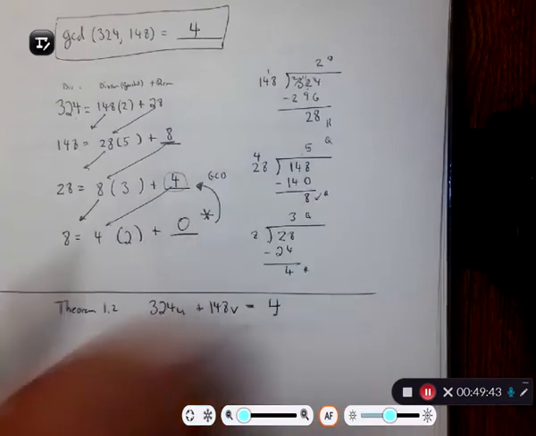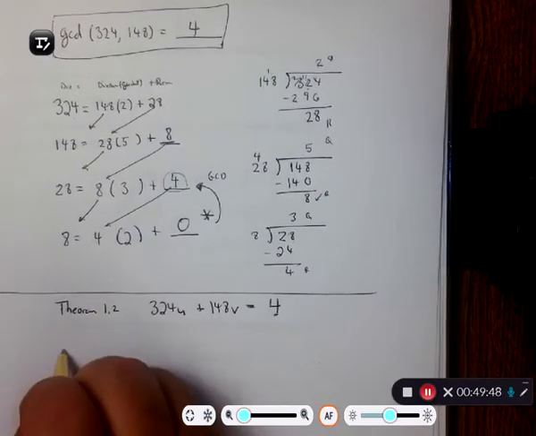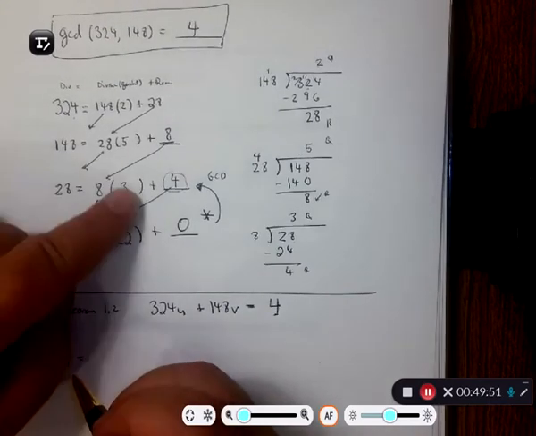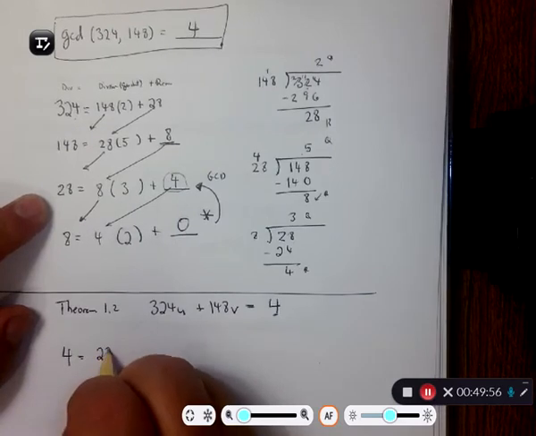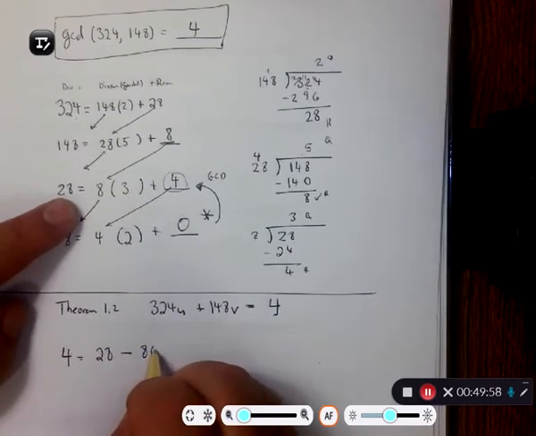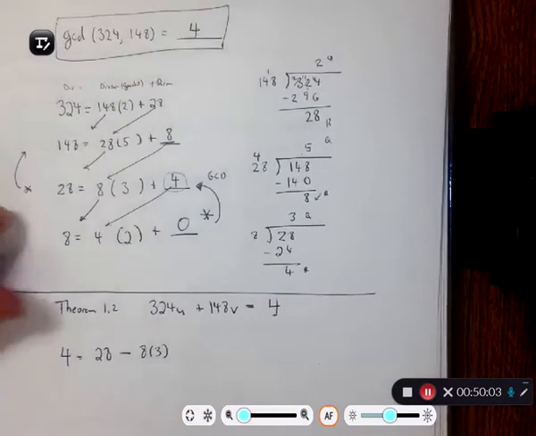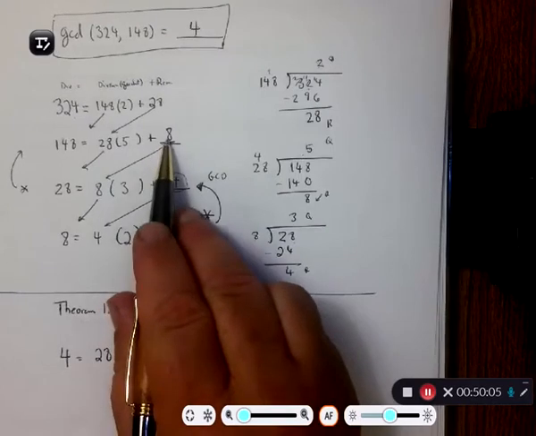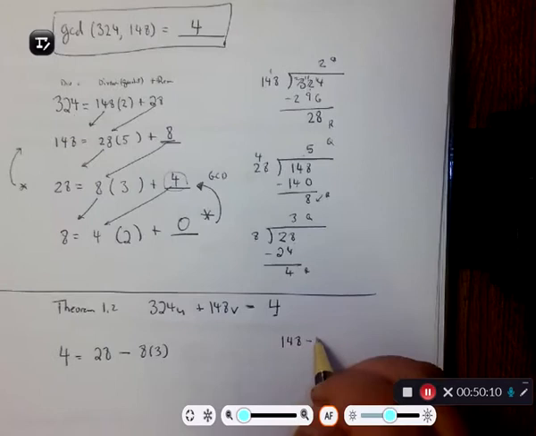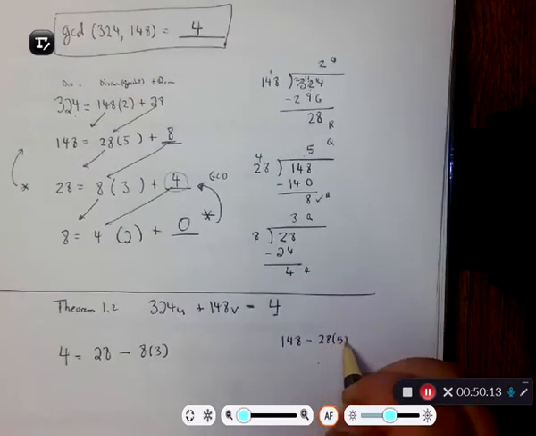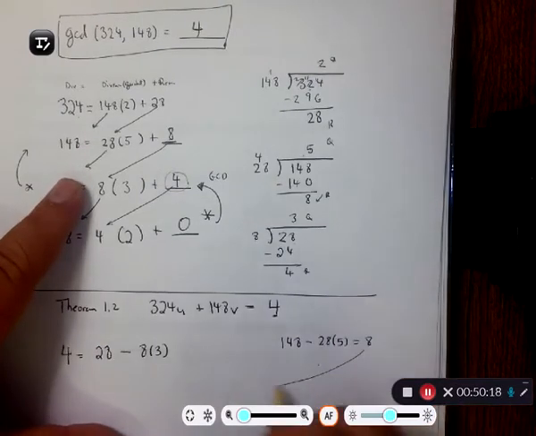Here is the GCD. It was 4. So we're going to solve for that guy. So I'm going to get 4 is equal to, I'm going to move this to the other side, 28 minus 8 times 3. And I'm going to start there. And now I'm going to work backwards. I'm going to solve this guy for 8. Solving it for 8, that's 148 minus 28 times 5, moving this to the side, equals 8. And I'm going to substitute them in.